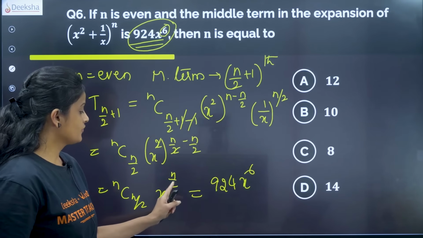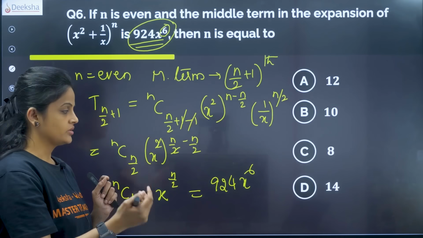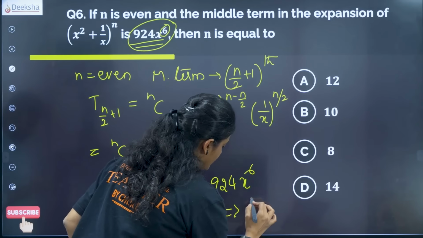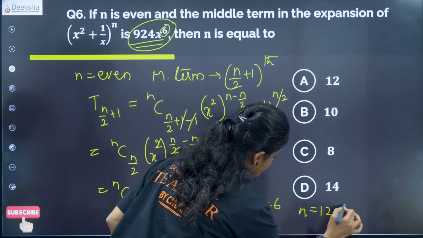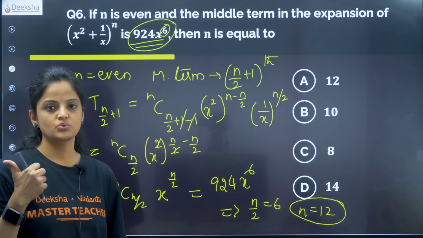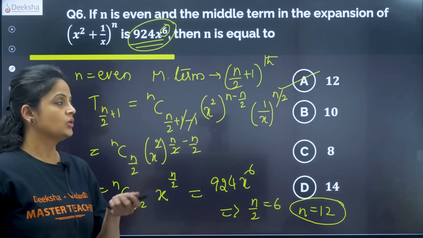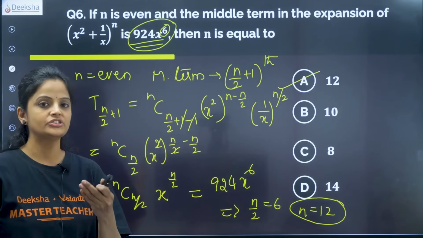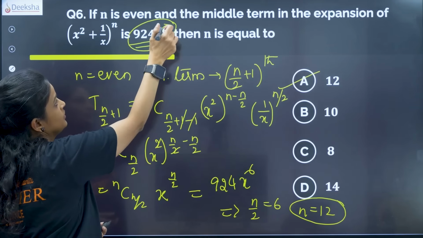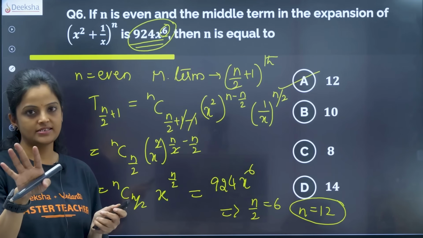So x to the power of n by 2 and x to the power of 6 are given. So equate the powers. What it gives, n by 2 is equal to 6 and we have our answer, n is equal to 12. Okay, simple. When unknown is given, take the n by 2 plus 1 term, and as you all know the general term, solve and equate the power you have got and what they have given. That's it.